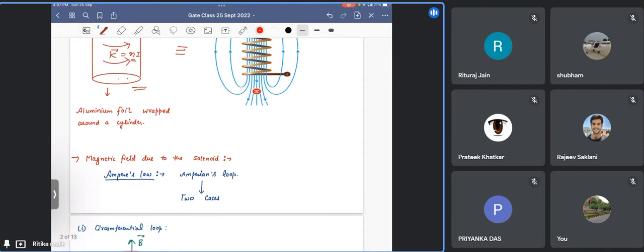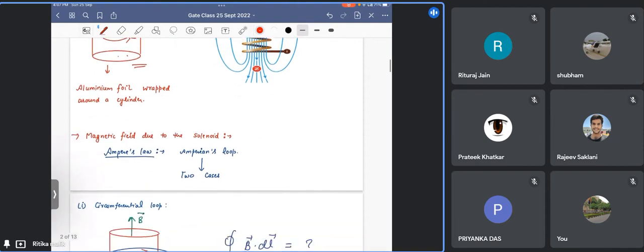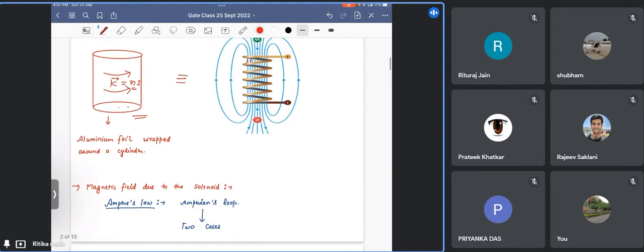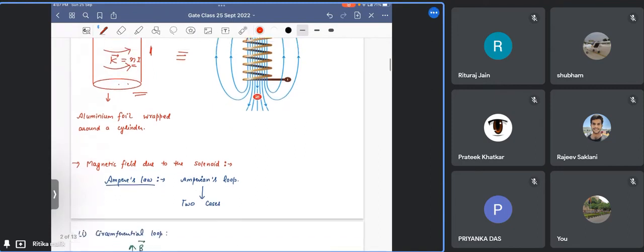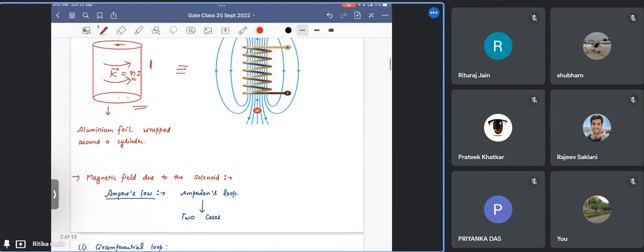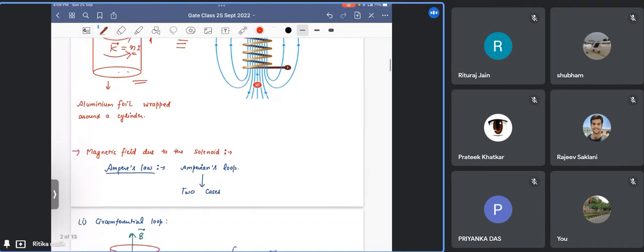Now we have to calculate what is the magnetic field due to the solenoid. We have two cases. One is inside the solenoid and another one is the outside part. So we have to calculate the magnetic field in both areas, inside as well as outside the solenoid. First thing that intuitively comes to our mind when we think of calculating the magnetic field due to the solenoid is to use the symmetry property and then use Ampere's law to calculate the magnetic field.